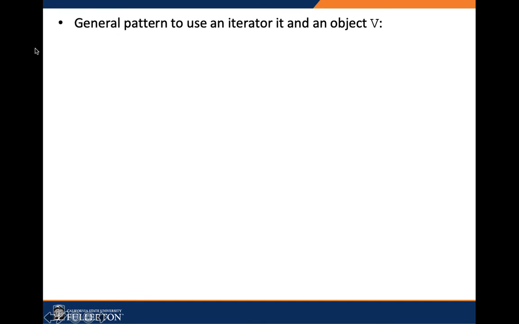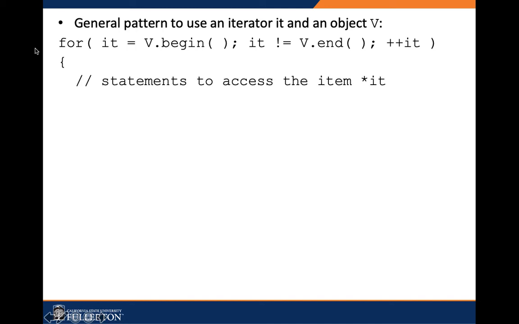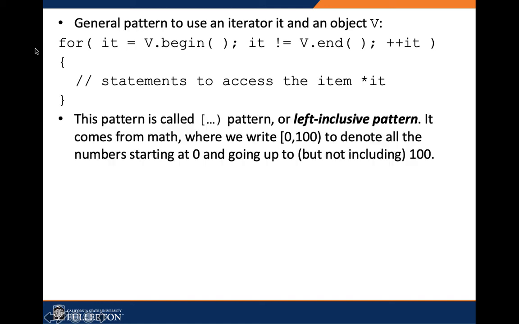The general pattern to use an iterator IT for an object V is to initialize the iterator to the first element of the container. So we have IT equal v.begin. Then we check that we have not passed the last element in the container, and then we increment the iterator. And then we will have statements inside the for loop to access the current item, which is accessed through the star IT. This is called left inclusive pattern.